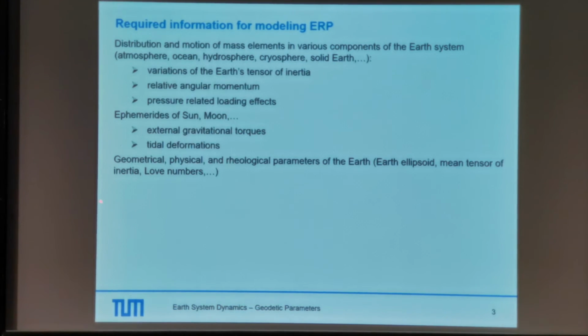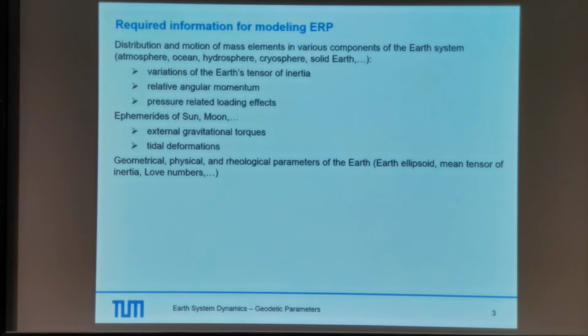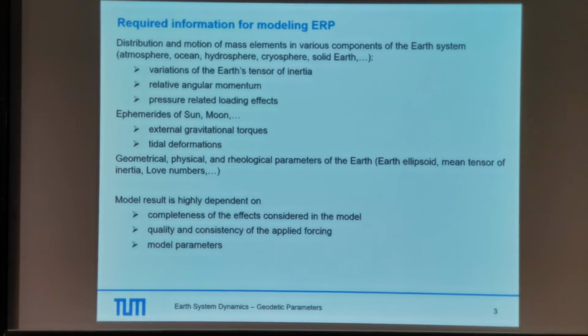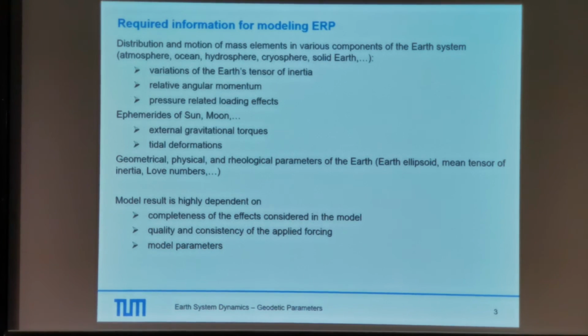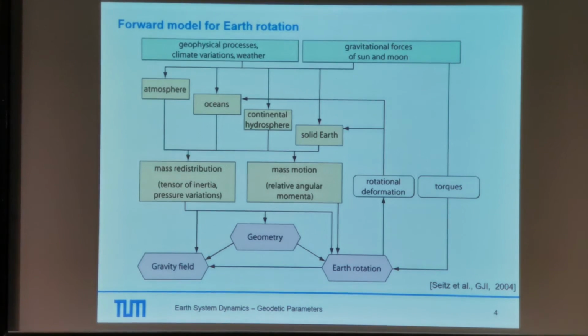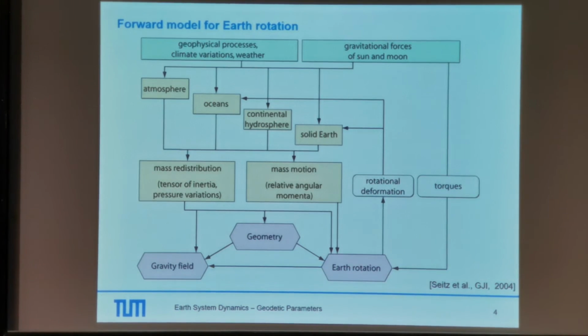More or less, we have to take into account geometrical, physical, and rheological parameters of the Earth, like the Earth's ellipsoid, the mean tensor of inertia, Love numbers, which describe the density variations within the Earth's interior. So also here we have a couple of things to take into account, and all these can be incorporated into an Earth rotation model, and the model result highly depends on the completeness of the effects considered in this model, and the quality and consistency of the applied forcing. Moreover, model parameters are important. And this is a nice overview of how this is realized.